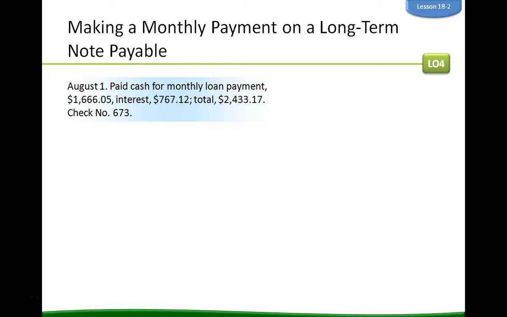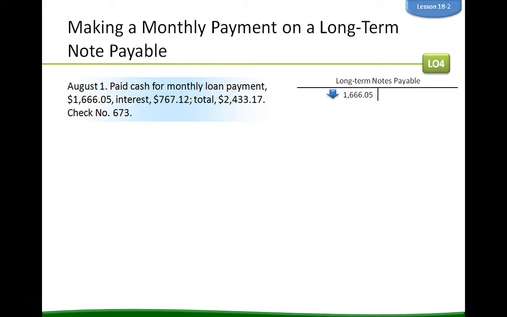So our first example, August 1st, paid cash for a monthly loan payment, $1,666.05. Interest, $767.12 was the interest. So the principal plus the interest is a total of $2,433.17 with a check number.